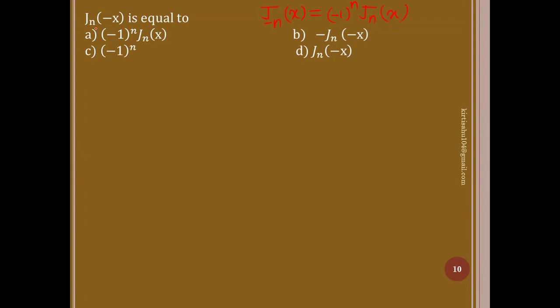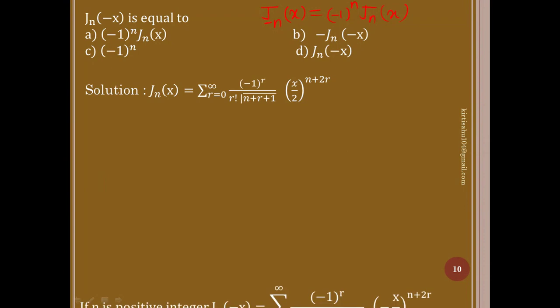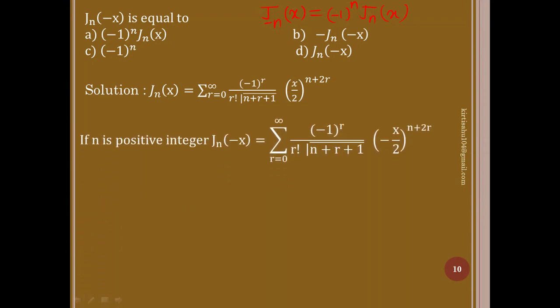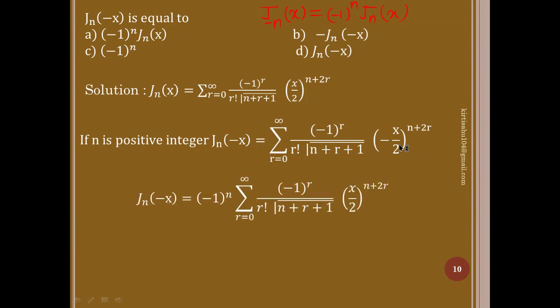Here what is asked is Jn of minus x. So what will be its value? Again, in the same line we will prove it. We start with Jn of x, where n is a positive integer. Replace x by minus x everywhere. So what do we find? Here we can write minus x by 2 as minus 1 raised to power n into minus x by 2 raised to power 2r.